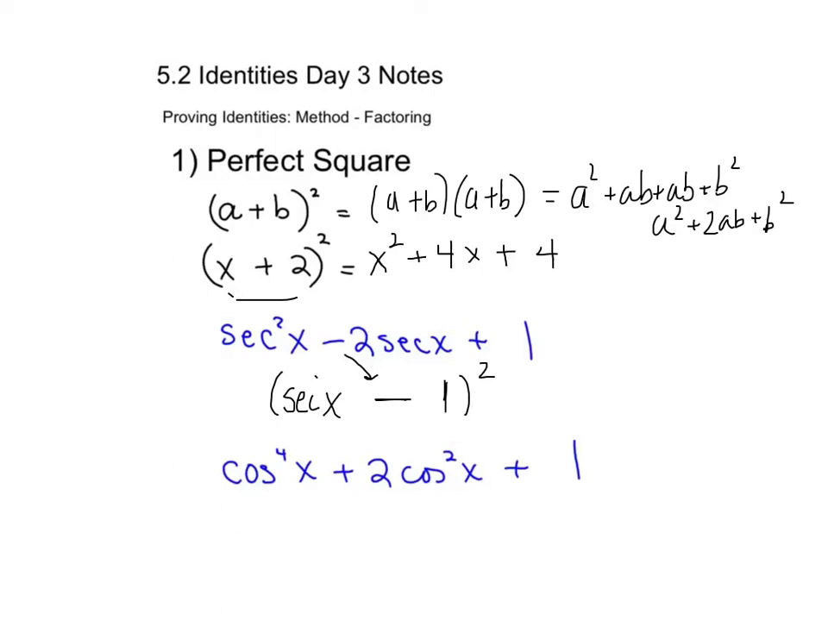And we can do the same thing then with this cosine. I'm going to have something squared. Normally this would just be cosine x plus 1, right? But because this is cosine to the fourth, this is going to be cosine squared x plus 1. And so that is a perfect square. And so that shows you how you can factor it if you recognize the perfect square. Not always a perfect square, but when it is, it's really handy to know how to factor it.